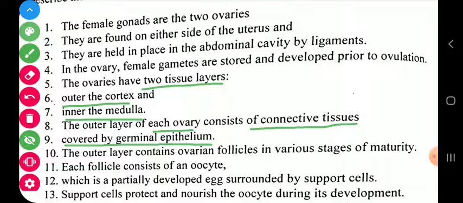The outer layer of each ovary consists of connective tissue covered by the germinal epithelium. The outer layer consists of what? Of ovarian follicles. And we saw that they are in various stages of maturity. They're growing. So the outer layer consists of ovarian follicles in various stages of maturity.